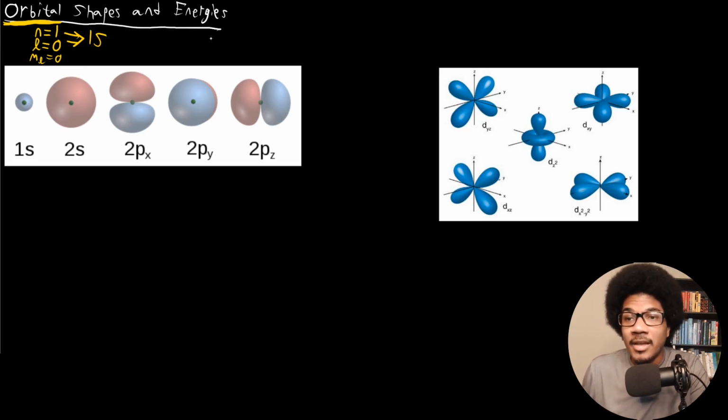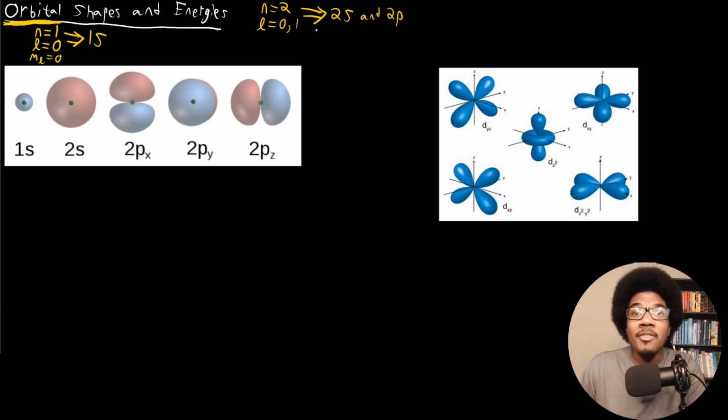Now let's look at the second principal shell. If we have n equals 2, that means that our angular momentum quantum number can take on different values. Since it can go from 0 to n minus 1, in this case, it'll be 0 and 1, as our two possible values for our angular momentum quantum number. So this means that in the second principal shell, you can have a 2s orbital and you can have p orbitals as well. And those p orbitals can actually have different orientations.